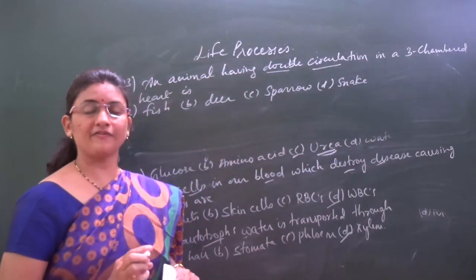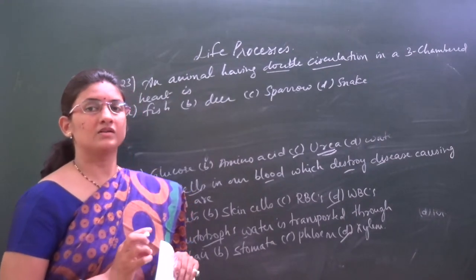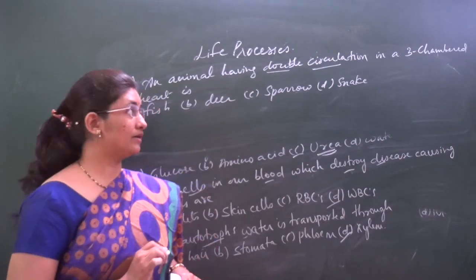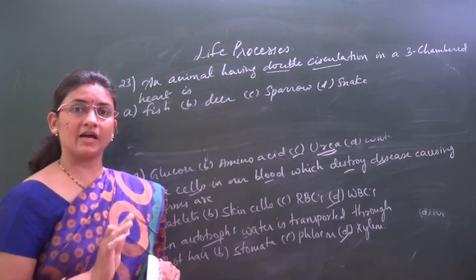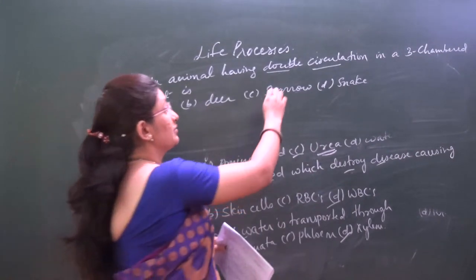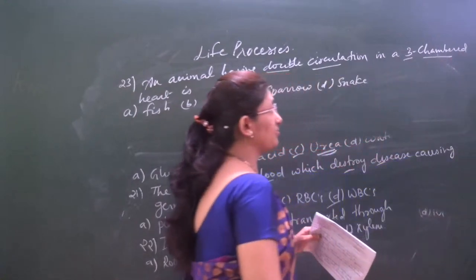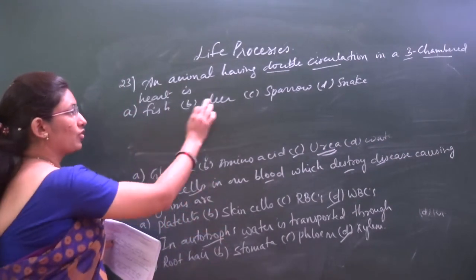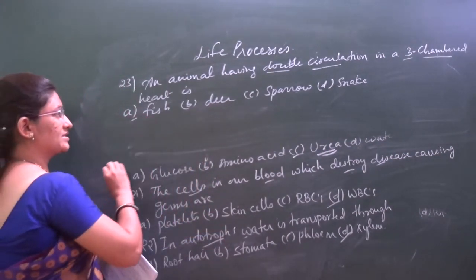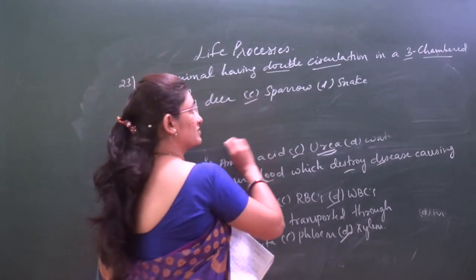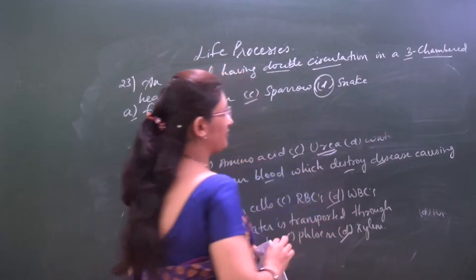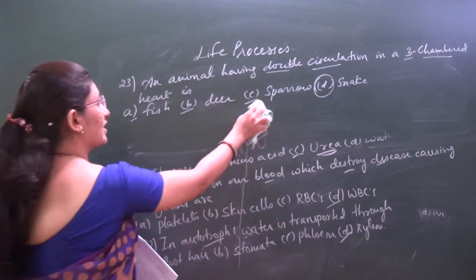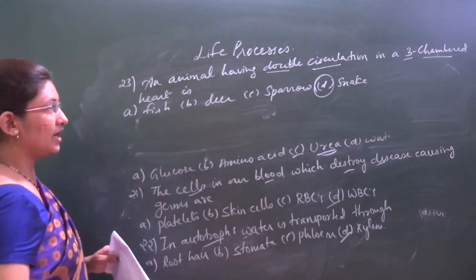The question is double circulation. We had seen that in case of amphibians and the reptiles, double circulation takes place. Even in case of apes and mammals, double circulation takes place. When double circulation is taking place, it depends again on what type of heart it is. Three-chambered heart is found in the amphibians and the reptiles. So here, among the following, which one is a reptile? Fish belongs to class Pisces, deer to the mammals, sparrow to the apes. It is the snake which belongs to the reptiles. So your answer should be snake, which has a three-chambered heart, and hence double circulation takes place in it.